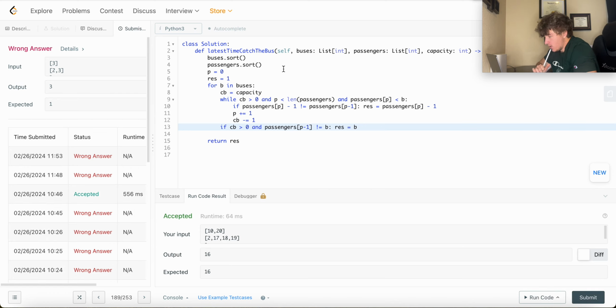Oh no. All right. So we're getting a weird error that I didn't expect, so now I'm scared. All right, so there's a bus that arrives at 3.